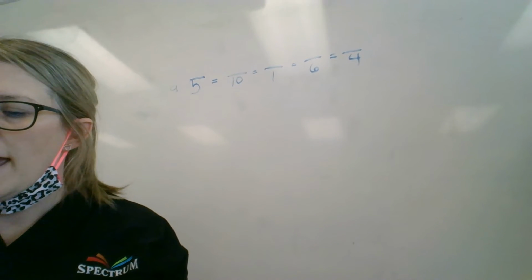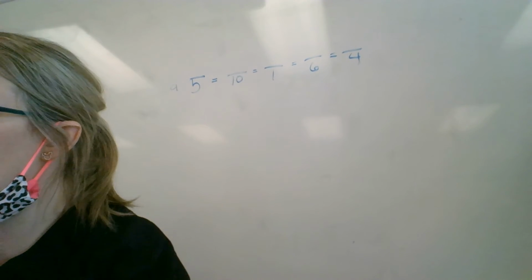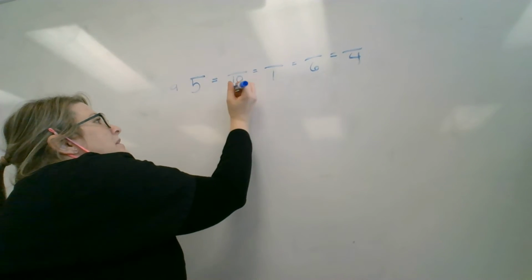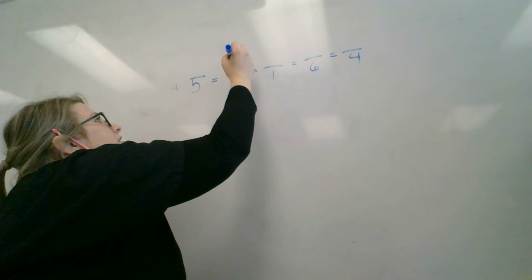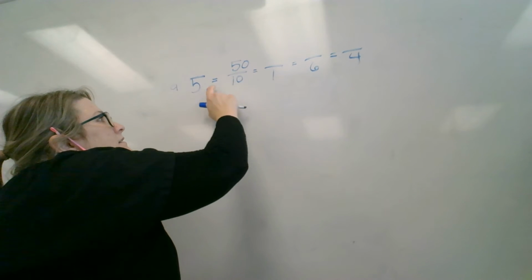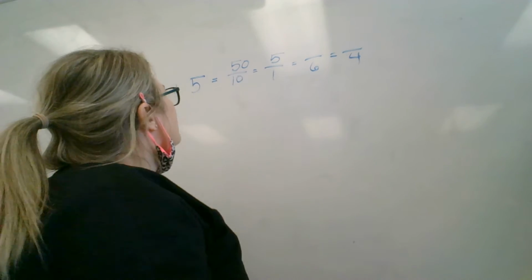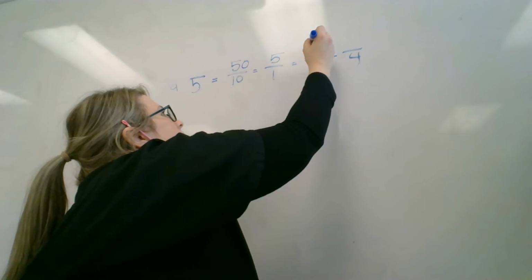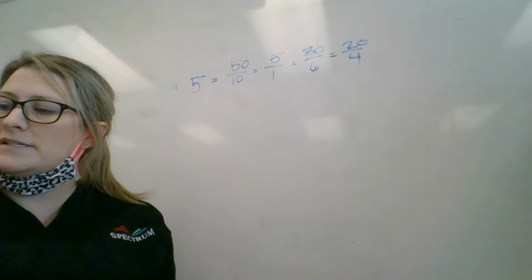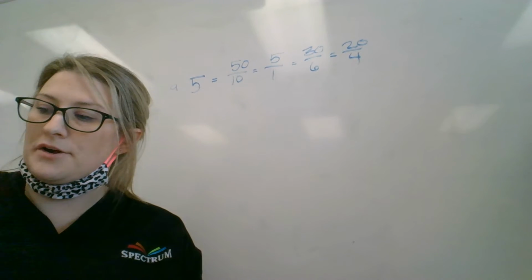All right, so in order to find the top number, you're going to multiply the bottom number by the big number. So 10 times 5 is 50. So 5 is equal to 50 tenths. Next one, 1 times 5 is 5. Now 6 times 5 is 30. 4 times 5 is 20. Okay, easy peasy lemon squeezy. Let's do B together as well, and then I will let you do C on your own.